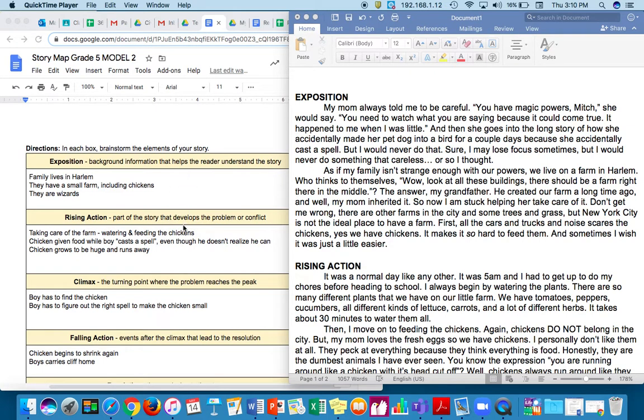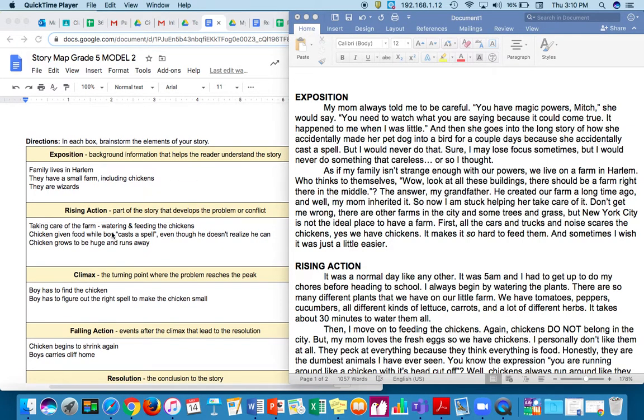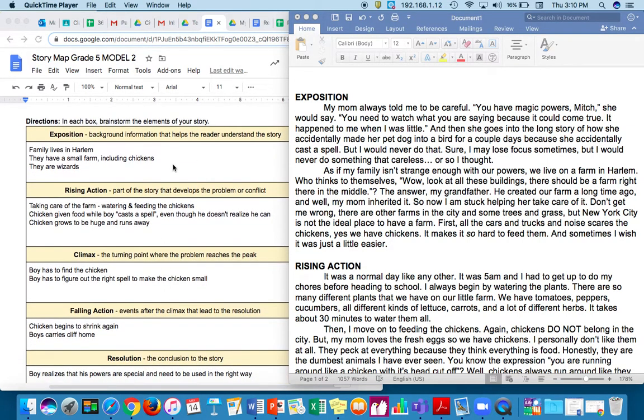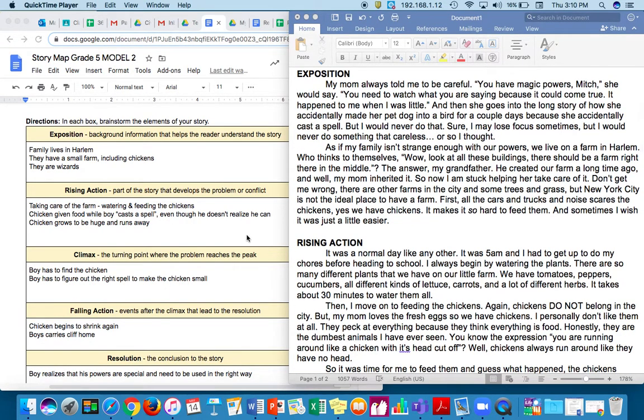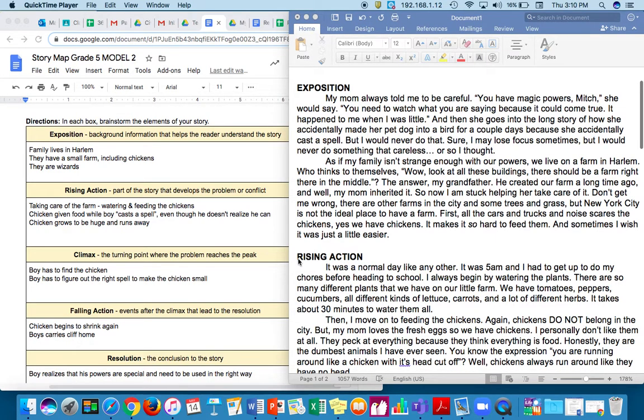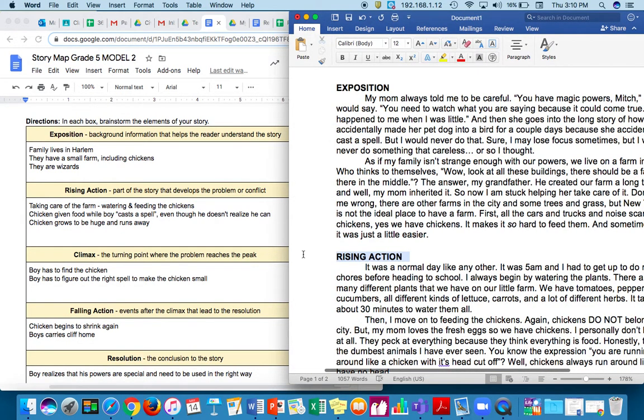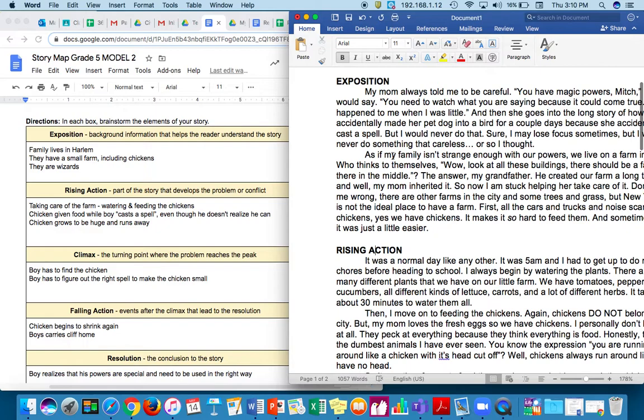So you can see that I have my story map, my plot diagram out right here, and I have all of the parts filled in with some information. What I did in order to write my story, you can see right here is where the rising action starts. Remember, the rising action is where the problem starts to happen.